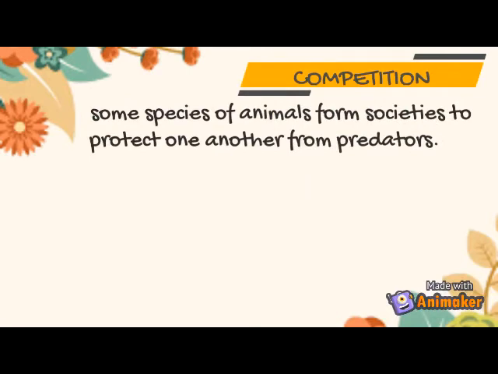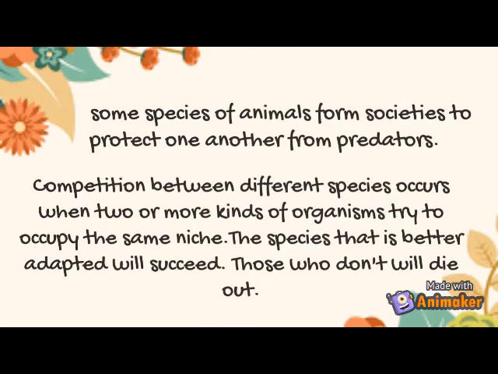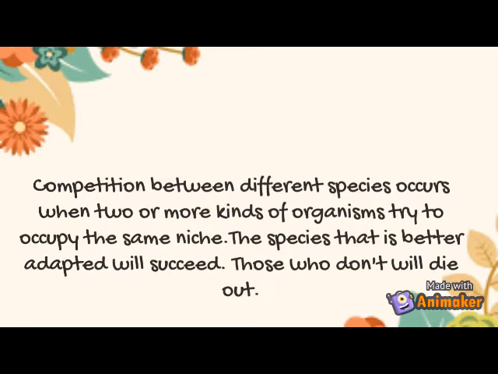Some species of animals form societies to protect one another from predators. Food, space and other factors, however, become limited as the animals increase in number. Therefore, organisms compete with one another to get the things they need. Competition between different species occurs when two or more kinds of organisms try to occupy the same niche. The species that is better adapted will succeed. Those who don't will die out.